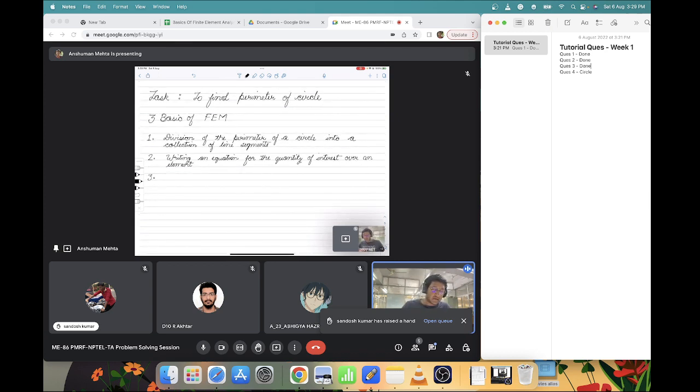The second step is writing for only one element. Now we have converted the whole domain into sub-domains, which are called elements. Now we will define everything for an element. Then the third, which is the last step, is assembly. Assembly of these elements, which is nothing but adding of these elements in this case.